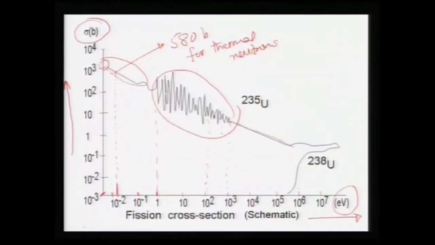Here is 10 to the power 6, that is 1 mega electron volt. This is also an important number, 1 mega electron volt, 2 mega electron volt, because the neutrons that are produced in a fission reaction, the prompt neutrons, are of this energy, something like 2 mega electron volt energy.